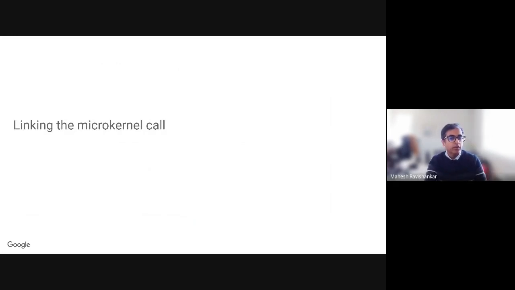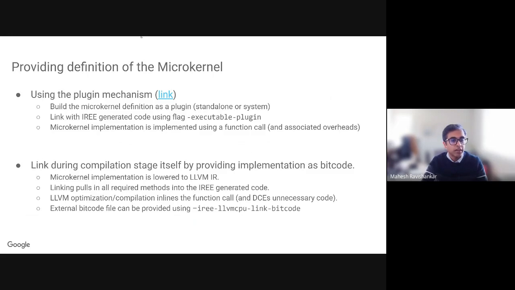Finally, how do you link in the microkernel call? This is what Ben was talking about. There are two mechanisms, and these are listed mostly in the order in which they were done in IREE. There is a general plugin mechanism that I have the link for that allows you to build your microkernel as a plugin, that's effectively an external library that you can link in with the code that is generated from IREE. And you can specify where the plugin lives through a flag, which is the executable plugin. And then your generated code has a call to that function. And then it goes into your plugin to execute the call. And then you get back to the generated code.